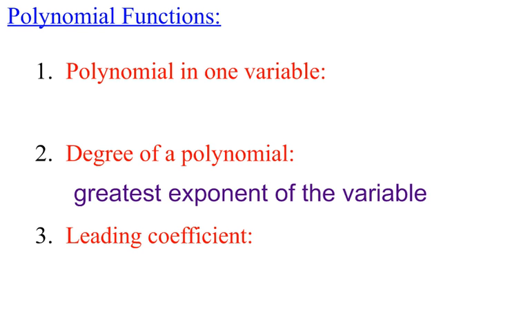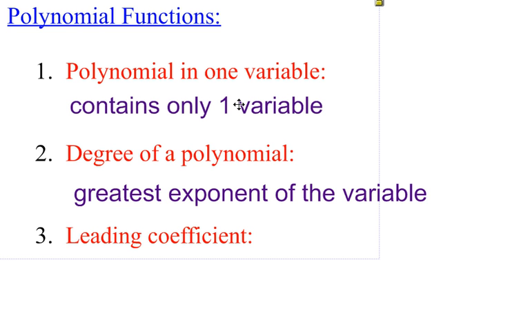So first, to do the vocabulary, you'll see we have a polynomial in one variable. That's not going to come up a lot, but all that means is it contains only one variable. If it's written as an equation, your function, you're still going to have f of x in there, but it's not going to have an x and a y. So if it says f of x equals 2x plus z, you know it's not a polynomial in one variable.